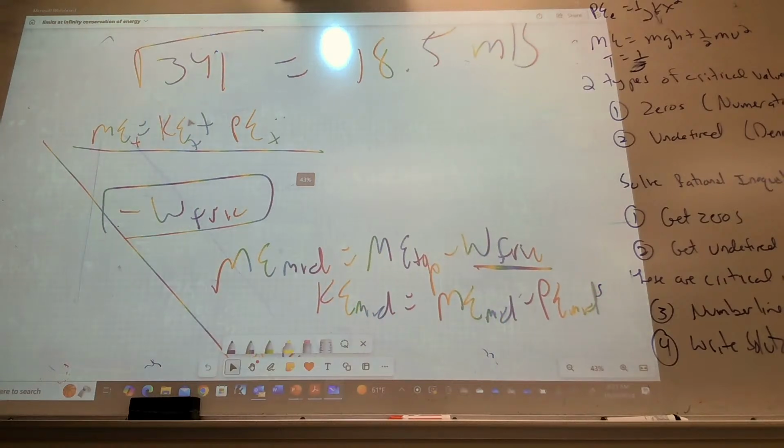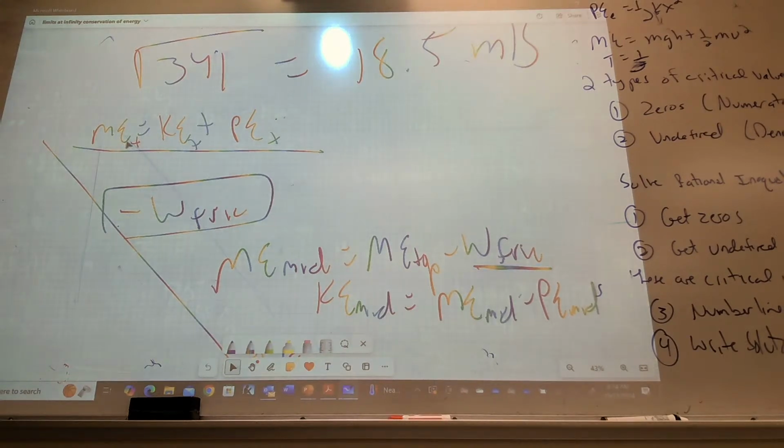Mechanical energy at the top is the kinetic energy at the top plus the potential energy at the top. If there's friction, you subtract out this work done by friction from your mechanical energy. So the mechanical energy in the middle is equal to the mechanical energy at the top minus the work done by friction. So write this down. Can you understand, Connie? Well, what did you say?